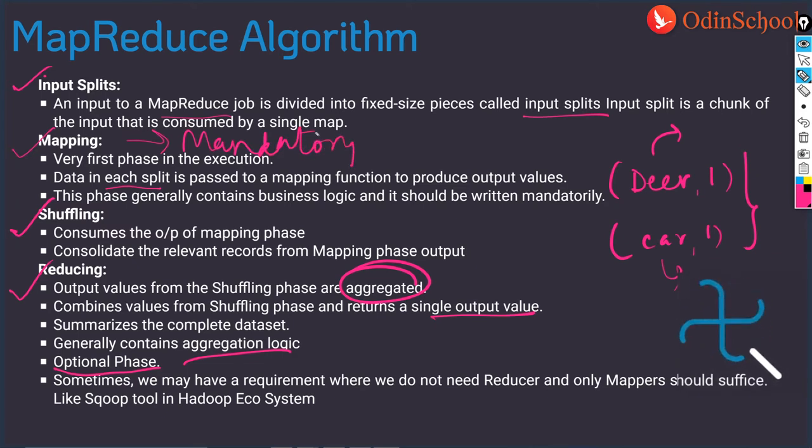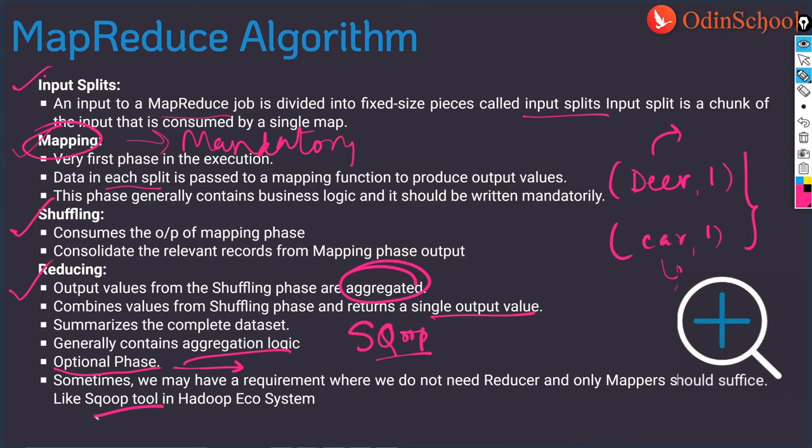A classic example of an only-mapper and no-reducer kind of program is Sqoop. We will see Sqoop in the further modules, where Sqoop is a utility tool to import and export data from HDFS to RDBMS. There you don't need to do any fancy aggregations like sum, min, max, average or anything like that. You just need to copy the data from your RDBMS to HDFS or HDFS to RDBMS. So only mappers are required in that case, right? Sqoop is a utility tool where no reducer is required. So that is what is mentioned over here.